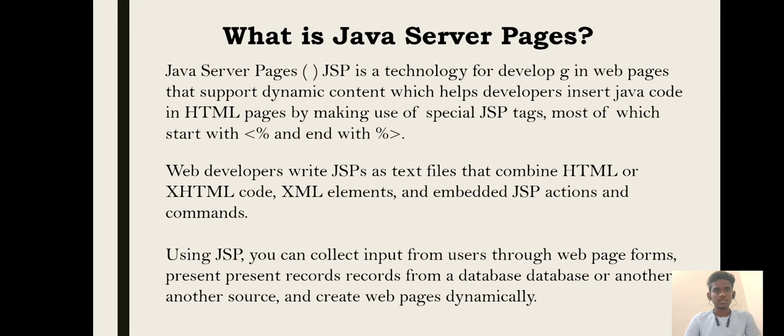Here we see what is Java Server Pages. Java Server Pages, JSP, is a technology for developing web pages that support dynamic content, which helps developers insert Java code in HTML pages by making use of special JSP tags, most of which start with less than and end with greater than. Web developers write JSPs as text files that combine HTML or XHTML code, XML elements, and embedded JSP actions and commands.